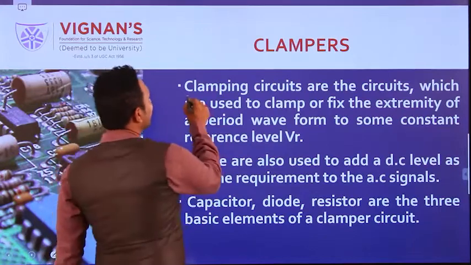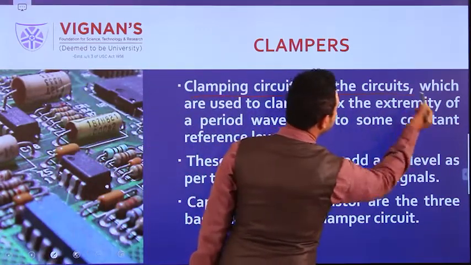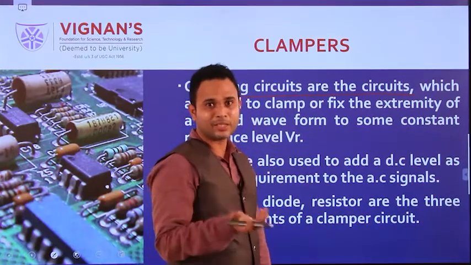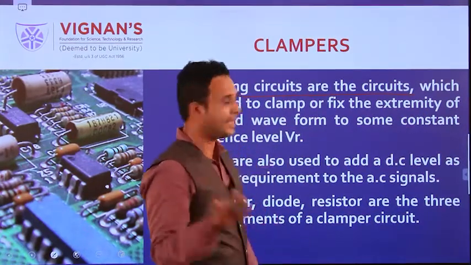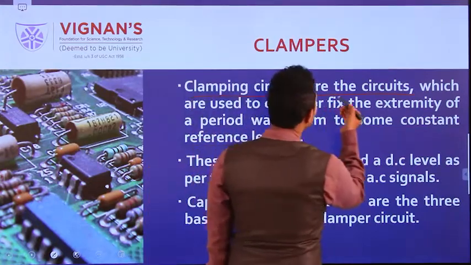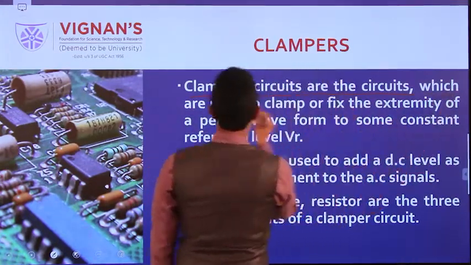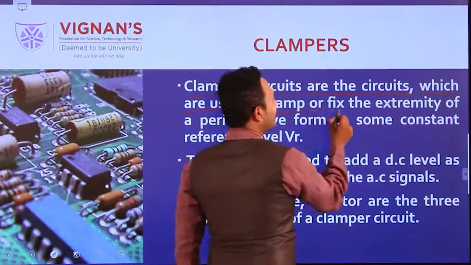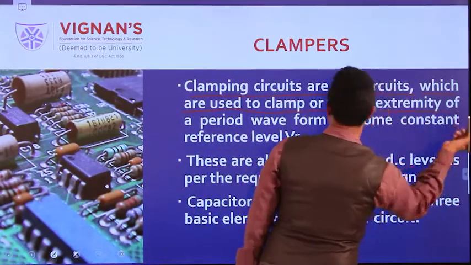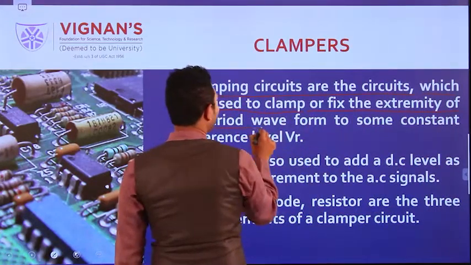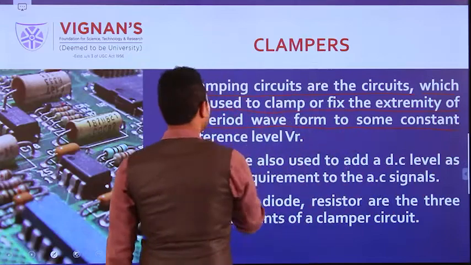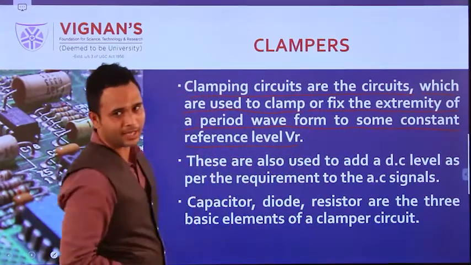Clamping circuits are the circuits, right? In EDC we have to learn the basic definition itself, that's why I am telling it twice. Clamping circuits are the circuits which are used to clamp or fix the extremity of a periodic waveform to some constant reference level VR.